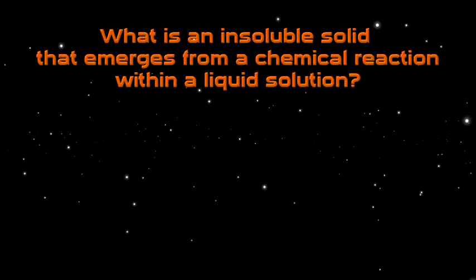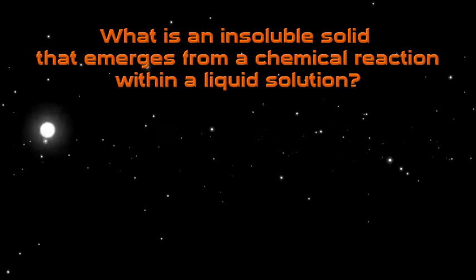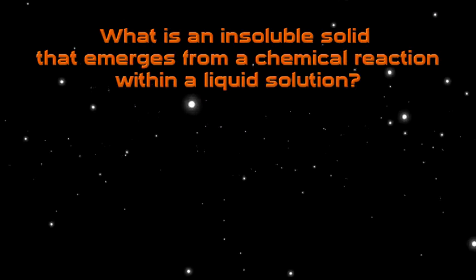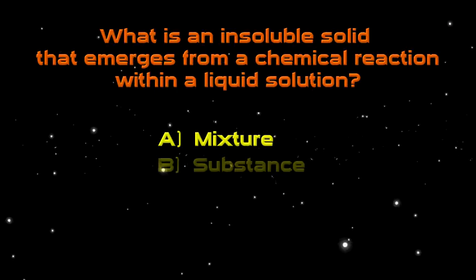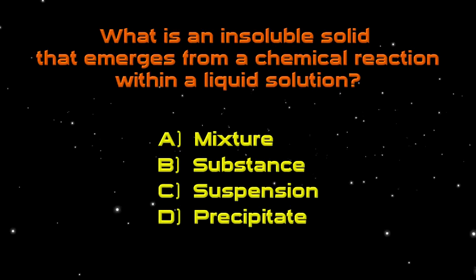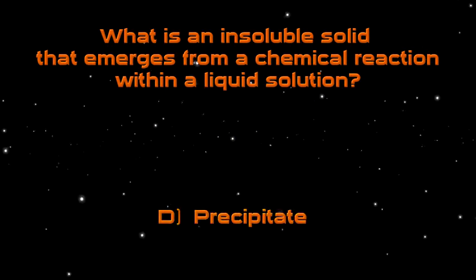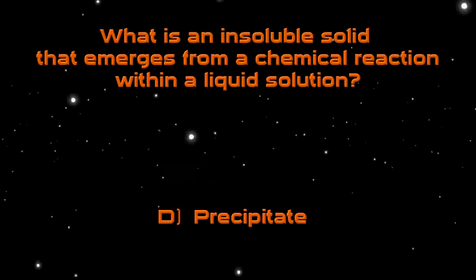Question 3. What is an insoluble solid that emerges from a chemical reaction within a liquid solution? A. Mixture. B. Substance. C. Suspension. D. Precipitate. The correct answer is D. A precipitate is formed from a chemical reaction between two liquids.